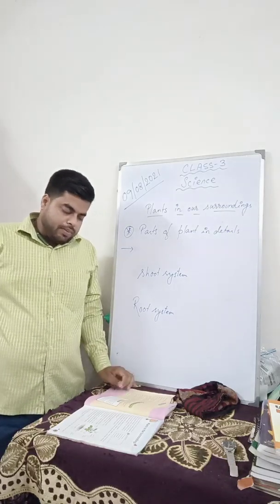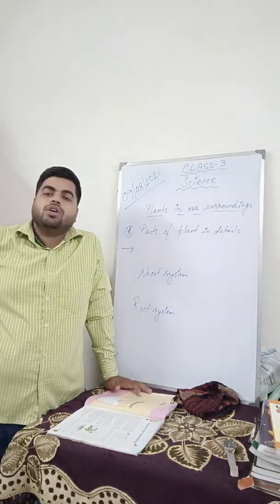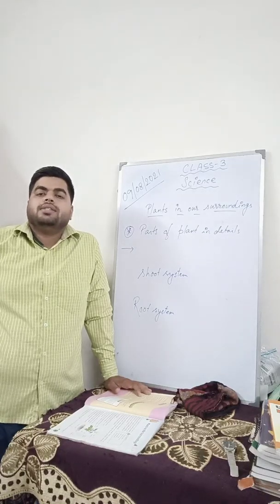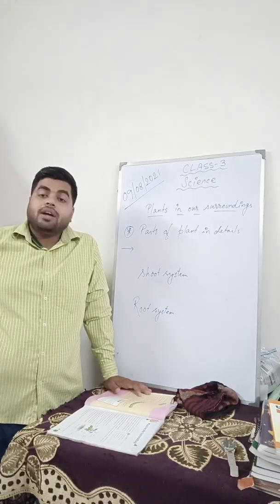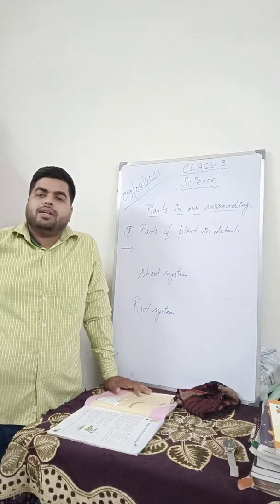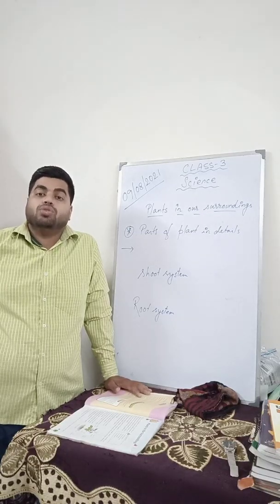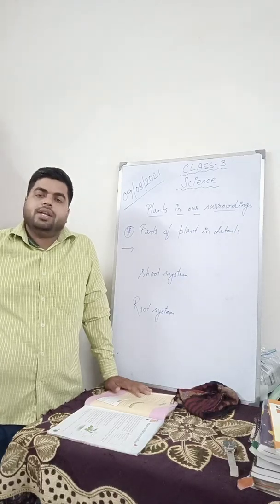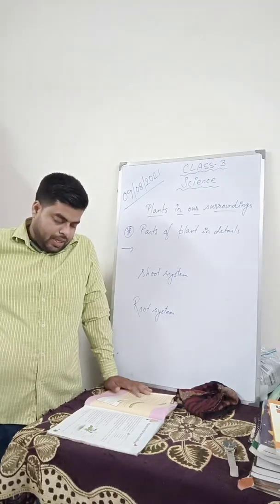Just like the different organ systems of our body, a plant also has two different systems. Number one, the root system, and the other is the shoot system. The part of the plant that grows above the soil is known as the shoot system, and the part that grows below the soil is known as the root system.